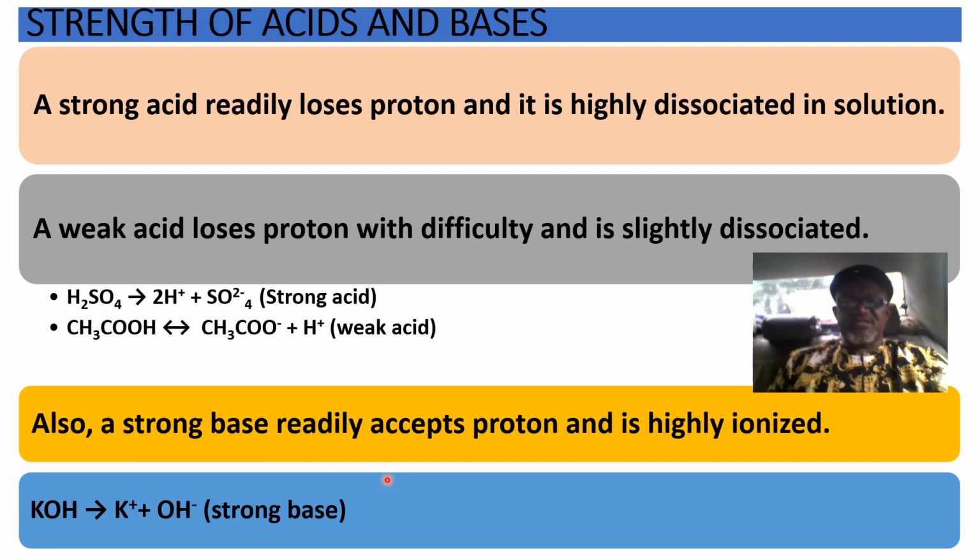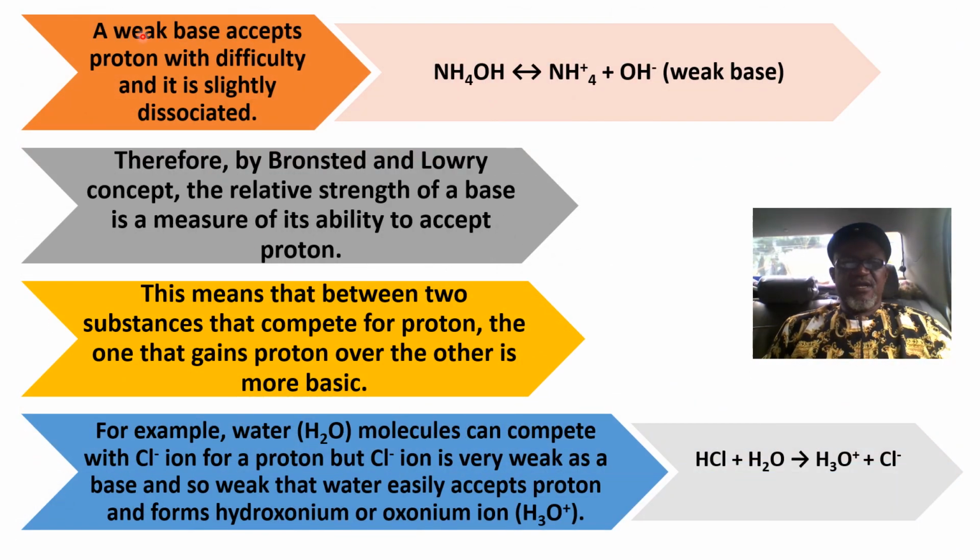Also, a strong base easily or readily accepts proton and is highly ionized. Look at the strong base, potassium hydroxide. It's a strong base. Now, a weak base accepts proton with difficulty and is slightly dissociated. Look at it here. This is our weak base. Again, look at what's happening here. That makes ammonium hydroxide also a weak base.